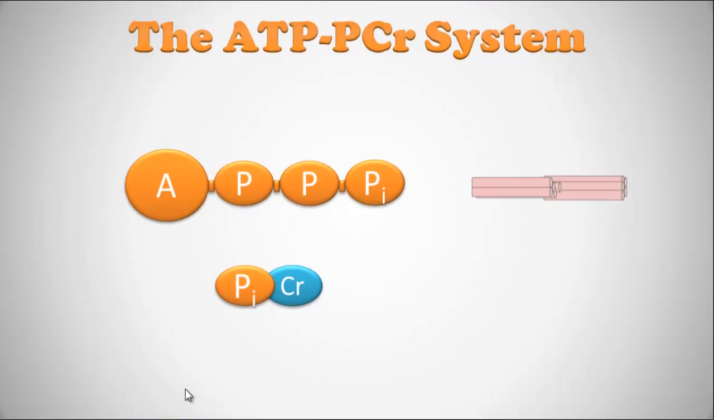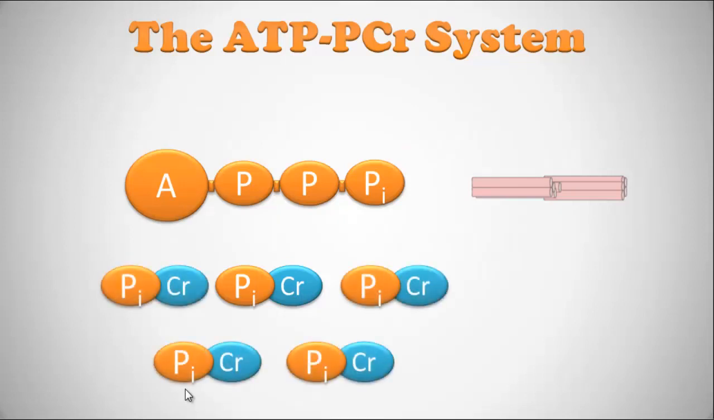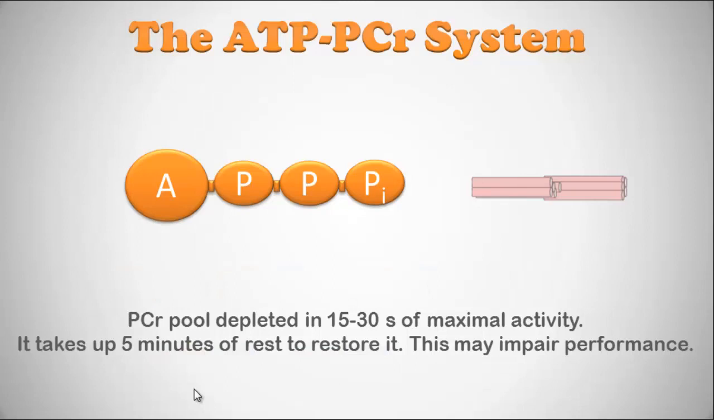There's a couple more points that I want to mention here. As I said, the ATP-PCr system is not unlimited. We only have a small amount of phosphocreatine. So let's talk a little bit about that pool. And incidentally, if you supplement with creatine, then you can increase this pool. As I said, the phosphocreatine pool is depleted in as little as 15 to 30 seconds of maximal activity, and it can take up to 5 minutes of rest to restore it.